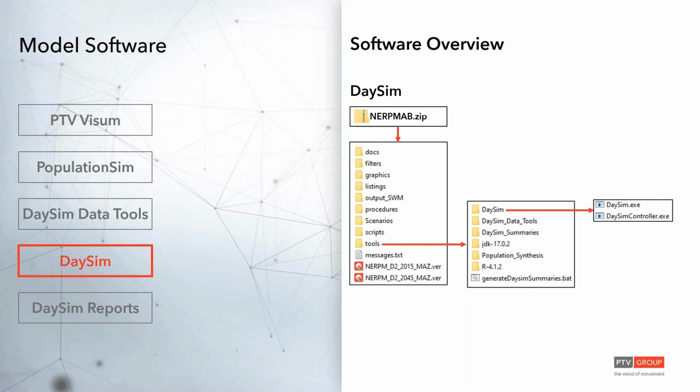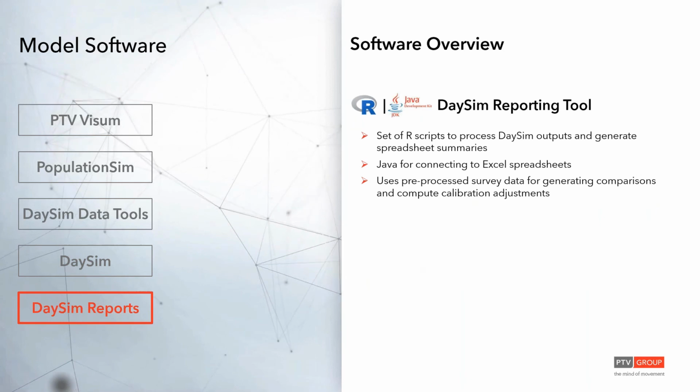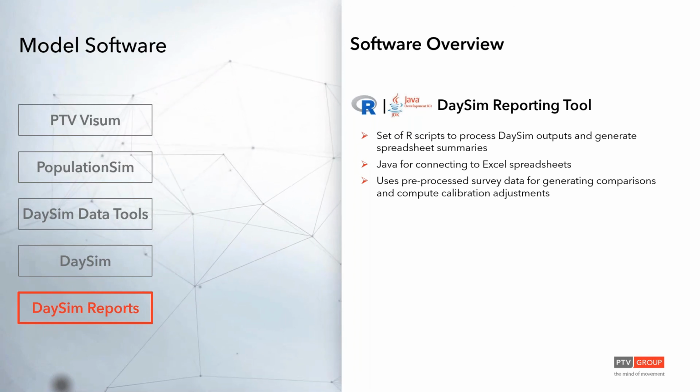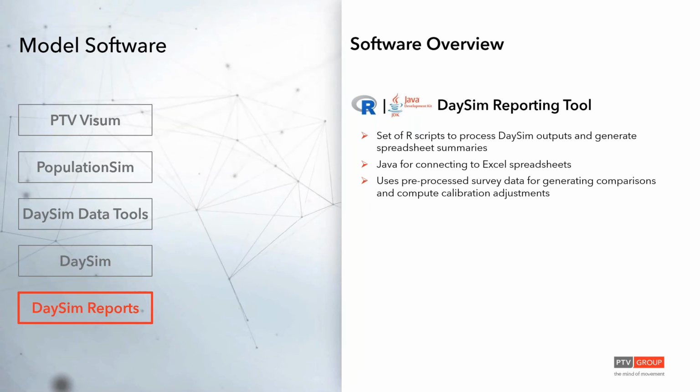So that was Dsm, and then there is also the Dsm Reporting Tool. Once Dsm has run, the Dsm Reporting Tool takes the various outputs that Dsm produces, and it processes those outputs and generates various summaries. It's nothing but a collection of R scripts, so it requires a full R install and also Java to connect with Excel spreadsheets.